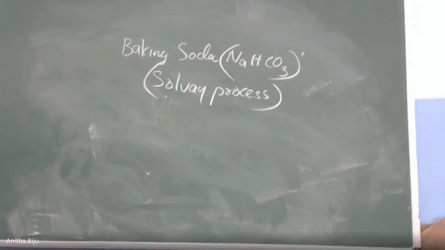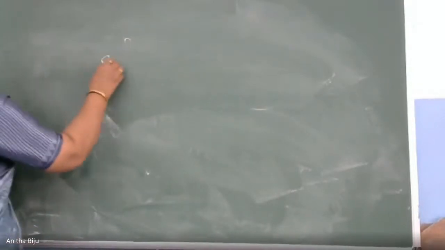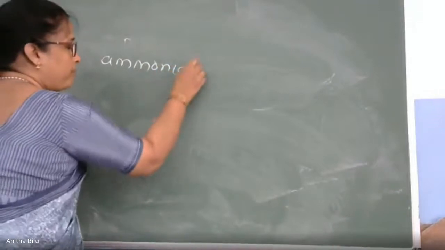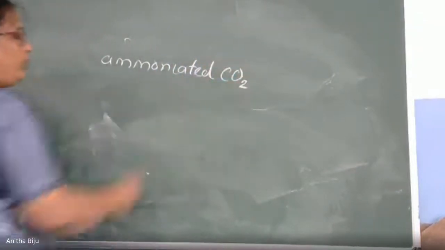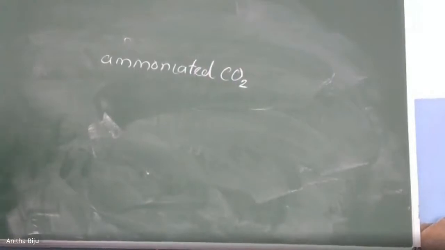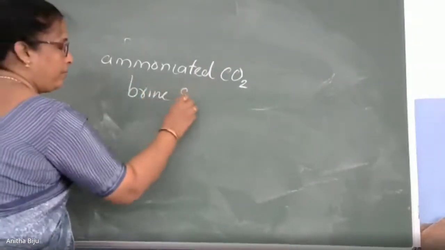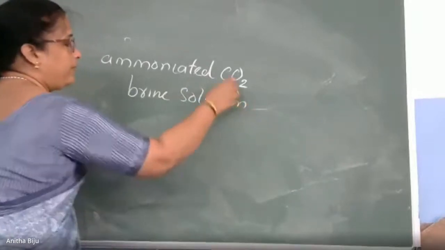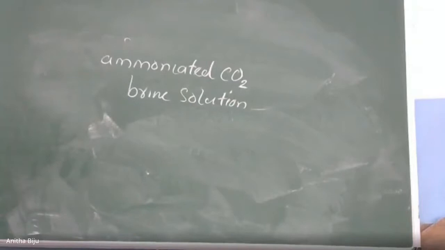I will repeat, when ammoniated carbon dioxide, I will write it down on the board. Ammoniated carbon dioxide passes through brine solution. We get baking soda as one of the products. Because it is partially soluble in water, we can separate it out as a precipitate which is filtered and dried.